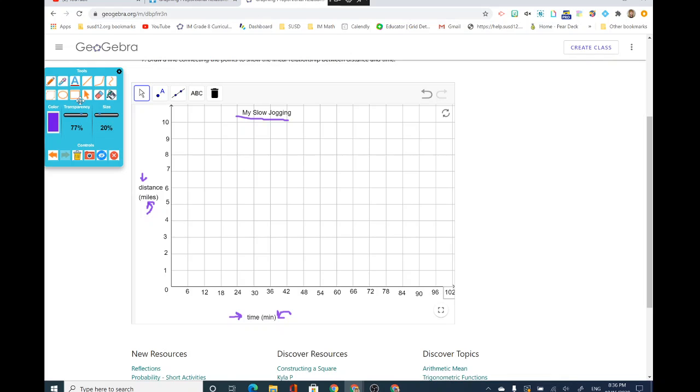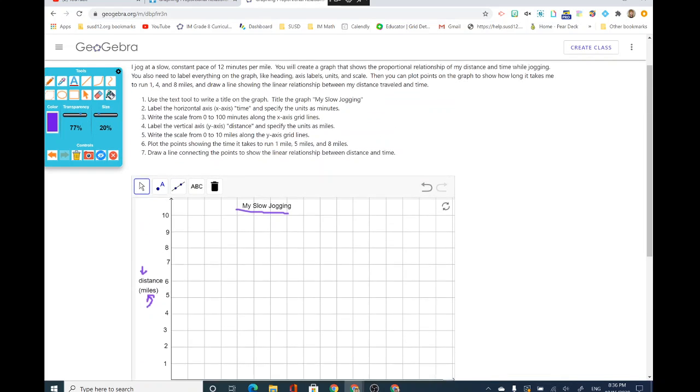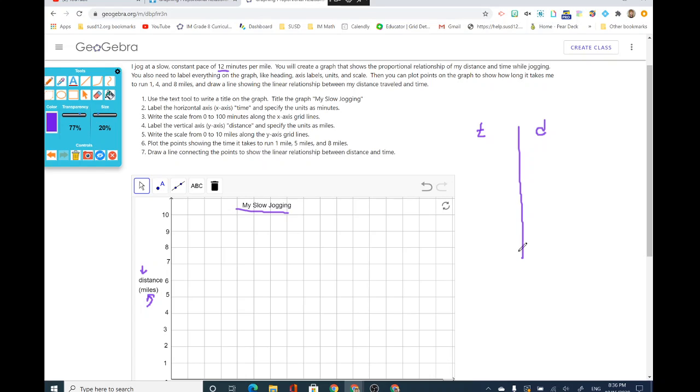This is looking great. Okay, what is the next step? Number 6, plot the points showing the time it takes to run 1, 5, and 8 miles. Okay, we're going to need to do a little math. Remember, I told you I jog 12 minutes per mile. So we need to figure out how much time it takes, so time in T, to jog some distance. I'll call that D. Let's make a little table here to help organize our data.